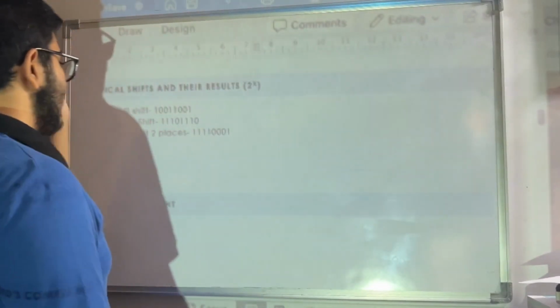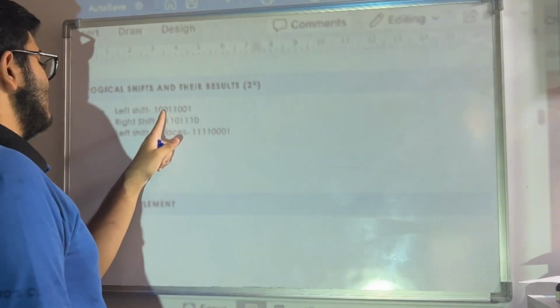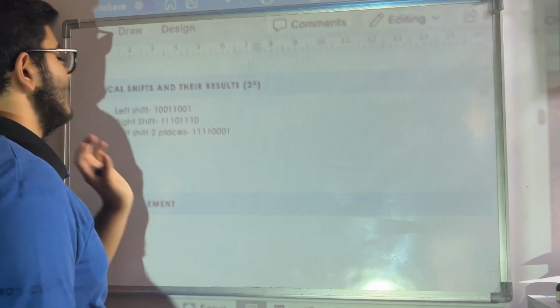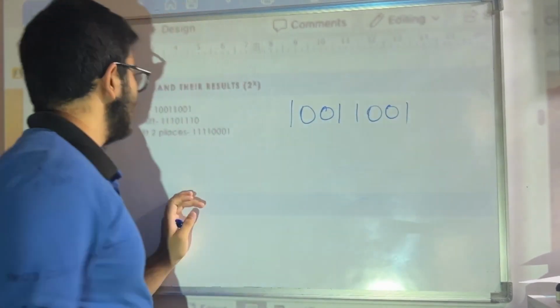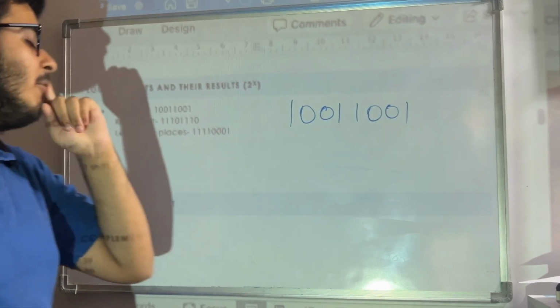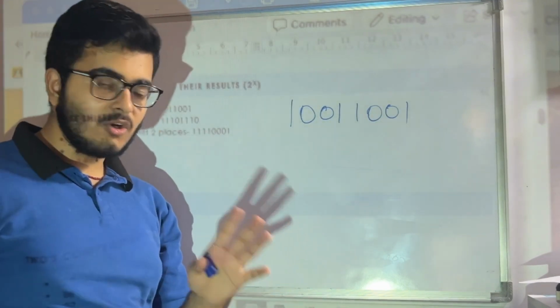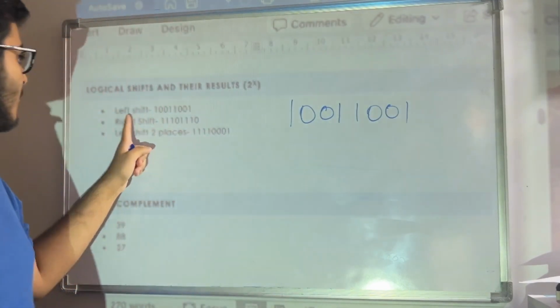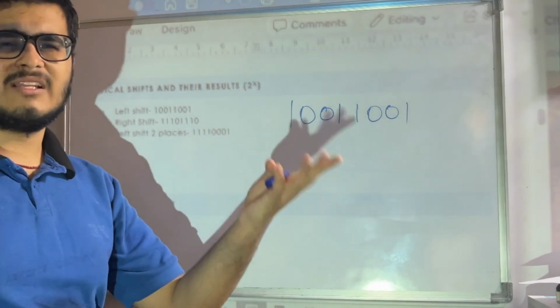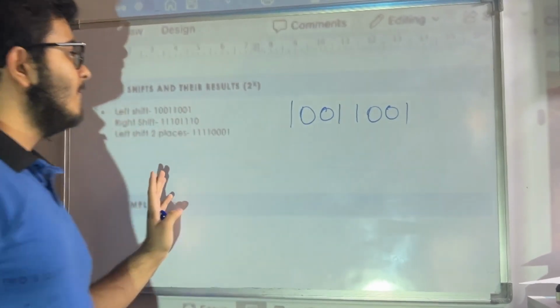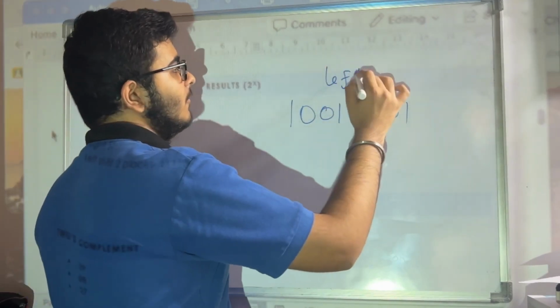Okay. Let us see an example. 1001 1001. It says left shift. We would always be given the number of places also, how many places we have to shift. See, the question has not given how many places we have to shift, which means we have to shift one place towards left. It is understood, right? So we are doing a left shift.